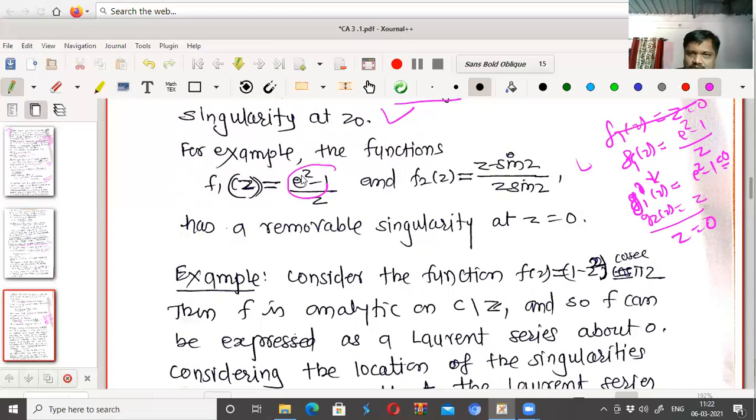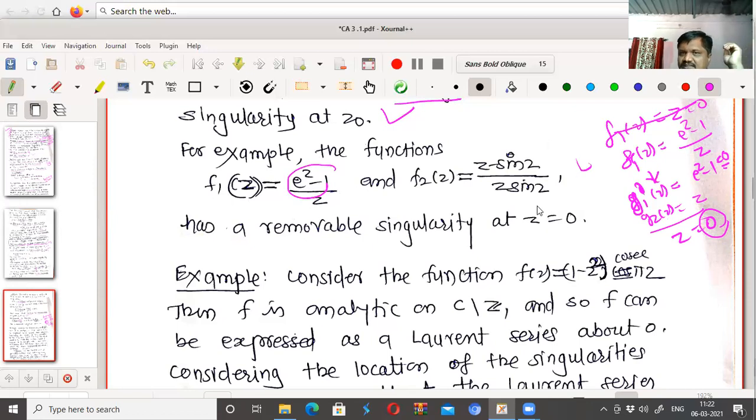Therefore, g1 upon g2 has a removable singularity at z equal to 0. So f1(z) has a removable singularity at z equal to 0. Because of that also you can go there. Actually, by using that result also you can show that, because this has a limit as z tends to z0, this is a finite limit.